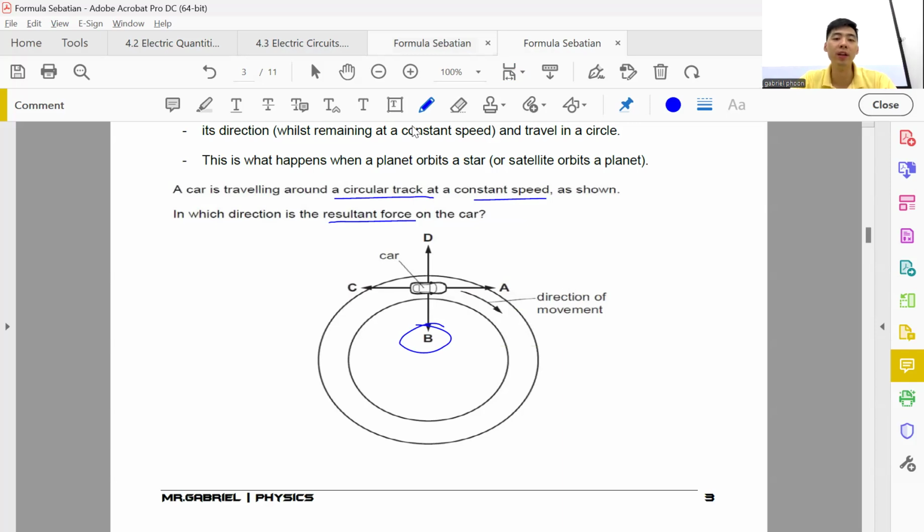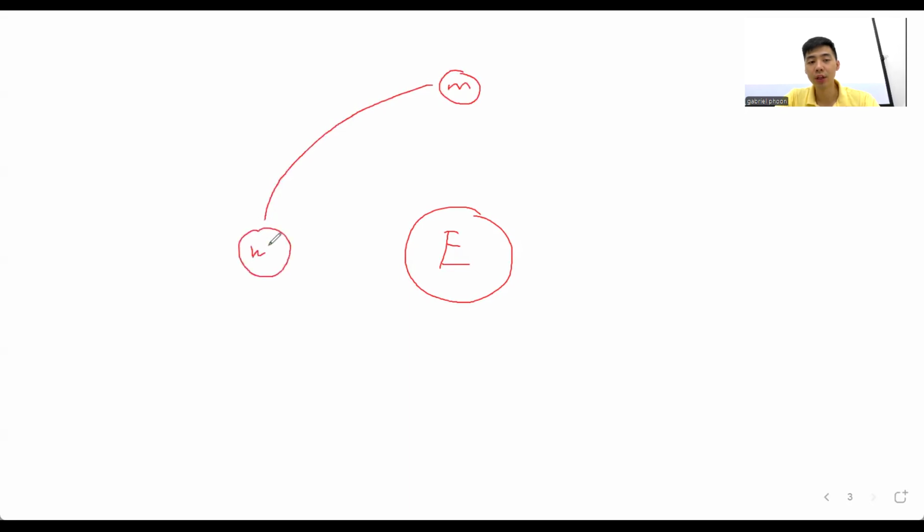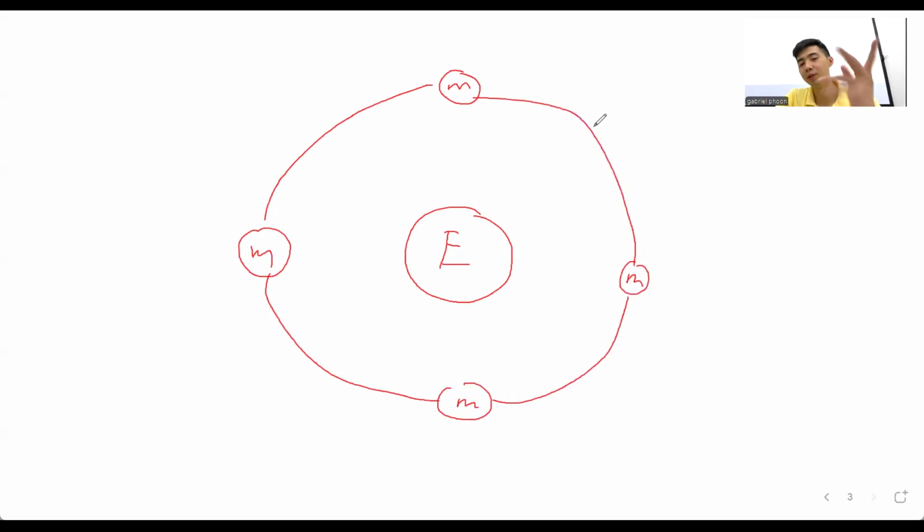Let's look at something more relatable, for example the moon and the earth. Let's imagine this is earth, and we know for a fact that the moon orbits around the earth. I'll just draw 4 different positions. I know for a fact that this moon is actually moving in this direction.